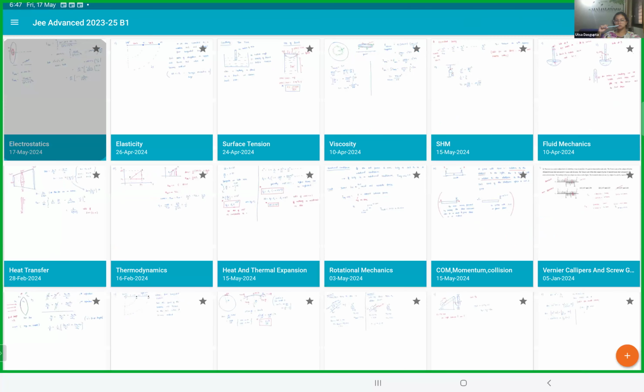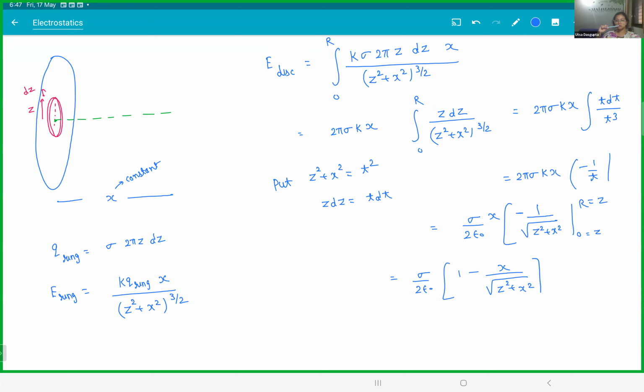Not z, r will come. This is the field due to this disk.